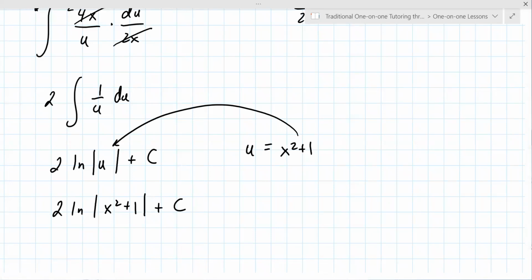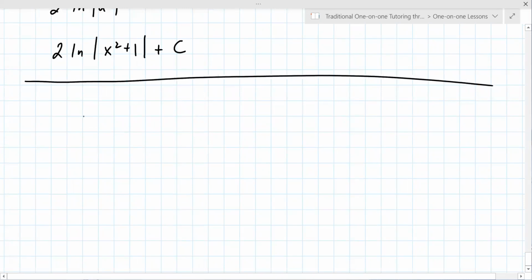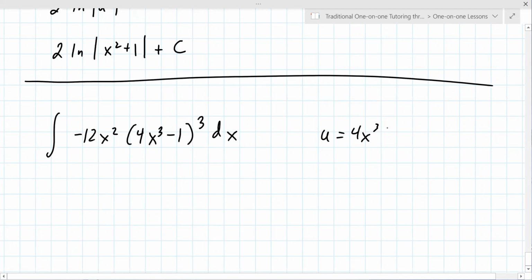Ready for another? Yes. Okay. Integral of negative 12x squared times 4x cubed minus 1, cubed, dx. Your u is 4x cubed minus 1. So give that a try, please.